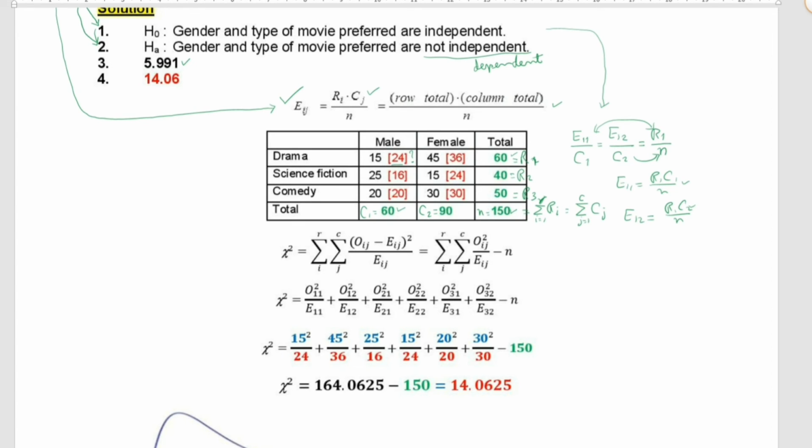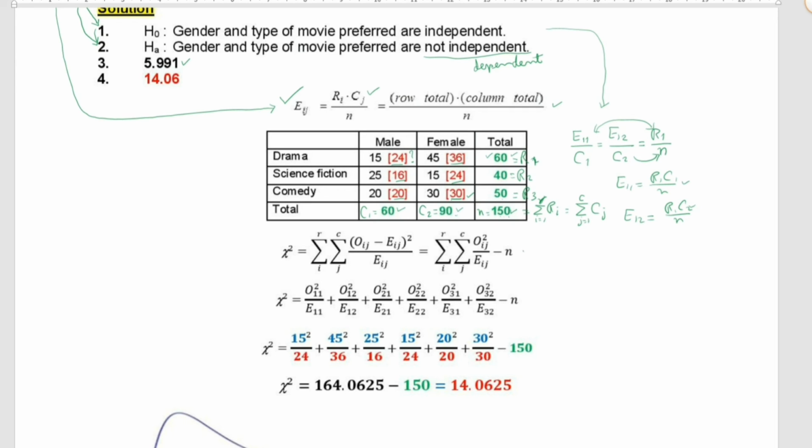Similarly, in the female group, drama people should be row total 60 times column total 90 divided by 150, which is 36. For science fiction, males should be 40 times 60 over 150. This is 16. In the female group, science fiction frequency should be 40 times 90 over 150. This is 24. For comedy, 50 times 60 over 150 is 20 here. The frequency should be 20. And the last one, in the female group, the people who prefer comedy should be 50 times 90 over 150. This is 30. So you can now expect the frequencies.